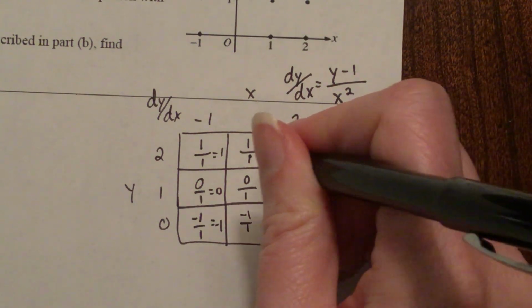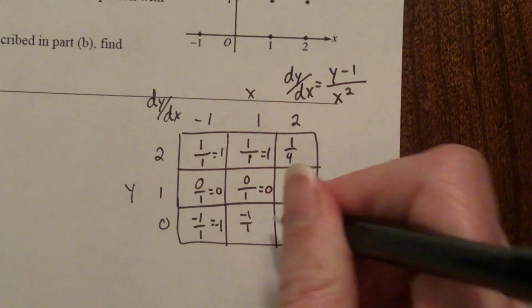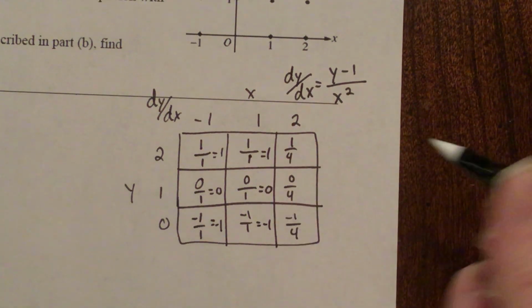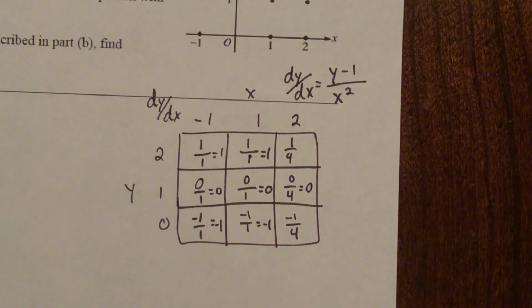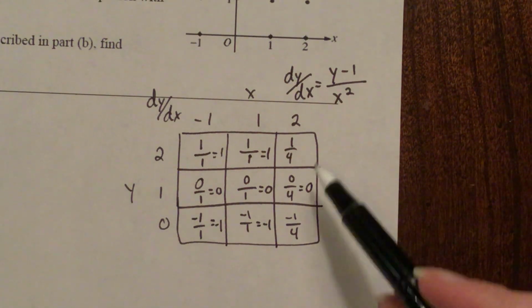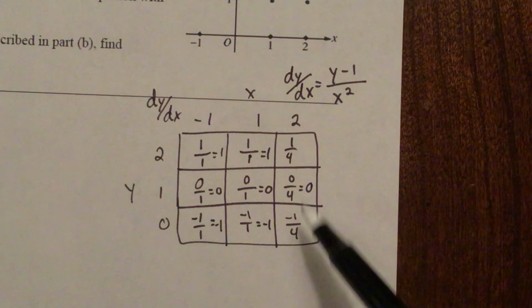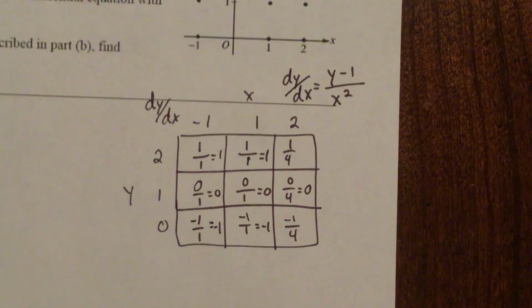Okay. That reduces to 1, that reduces to 0, that reduces to negative 1. And those fractions on the right, I guess the middle one reduces to 0. But we got 1/4 in there. So those should be very shallow instead of very steep.